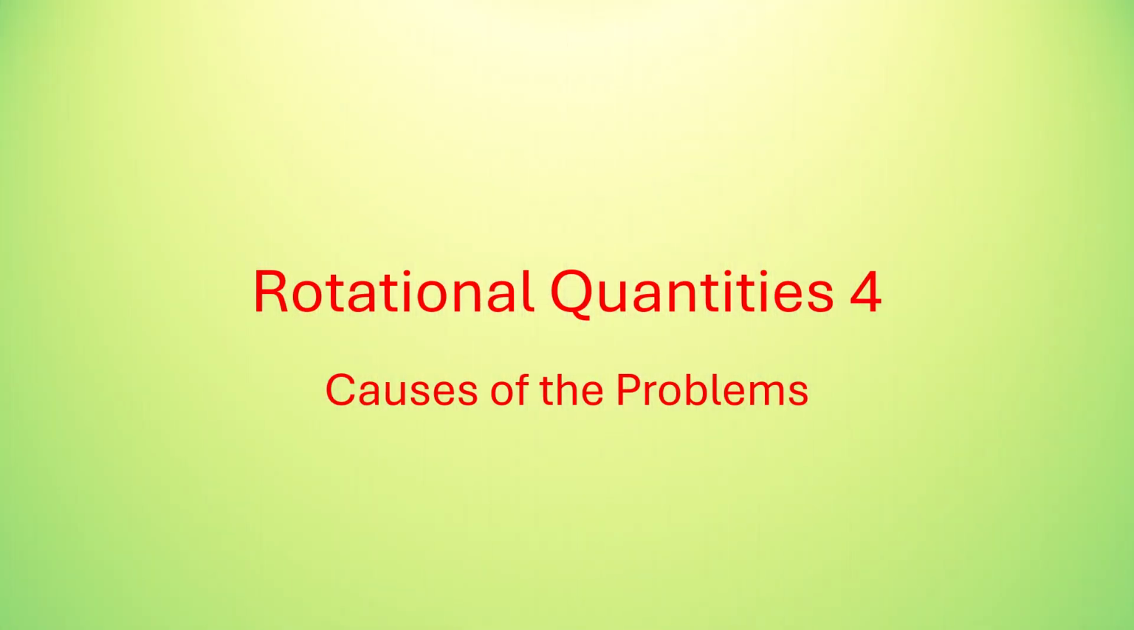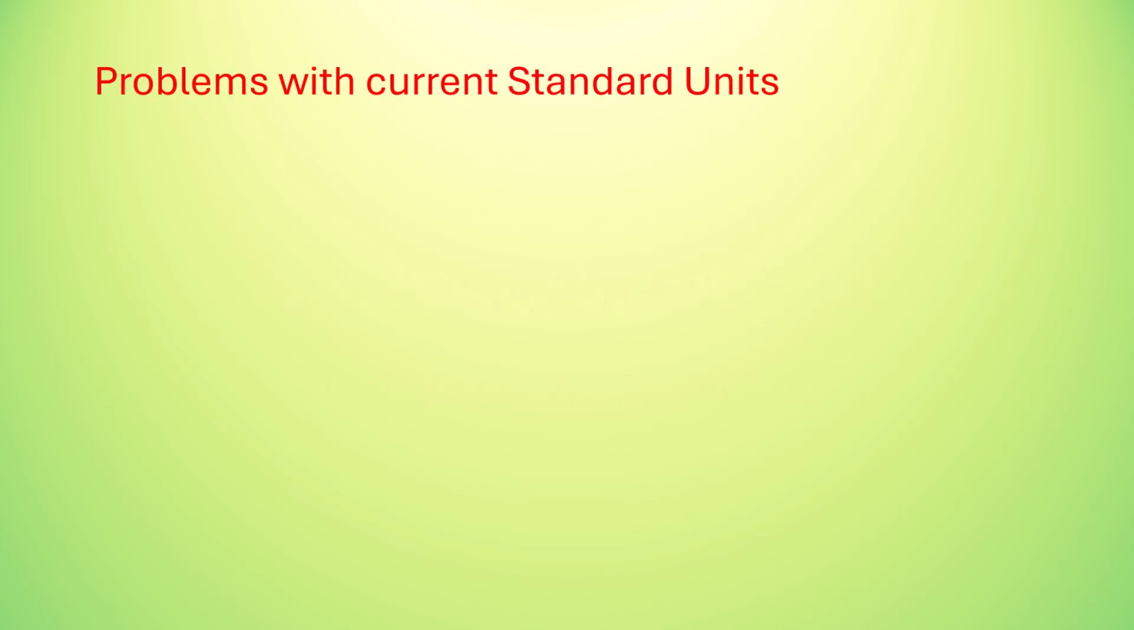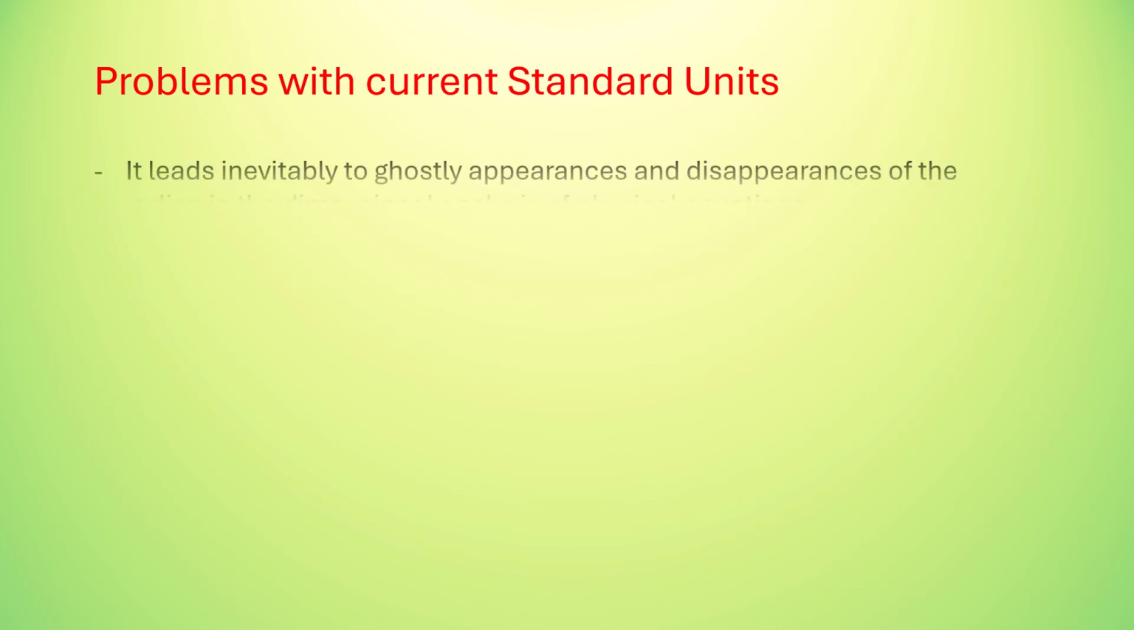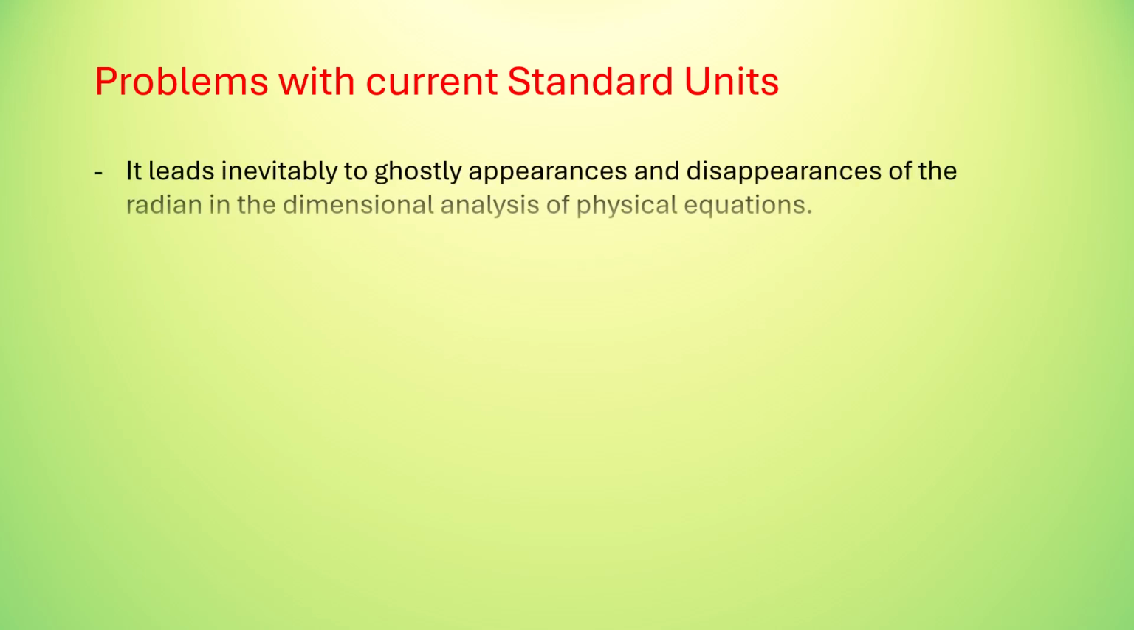As promised in the previous video, now we will discuss the causes of the problems in current SI units for rotational quantities. These are some problems identified in the second video of this series. It leads inevitably to ghostly appearances and disappearances of the radian in the dimensional analysis of physical equations.